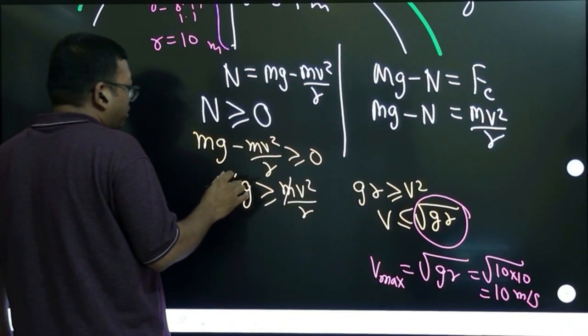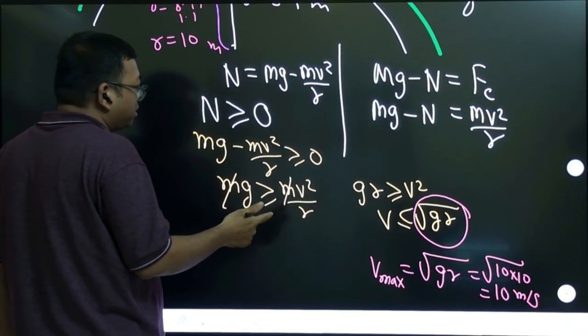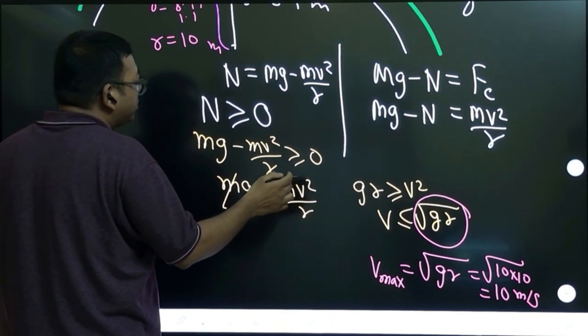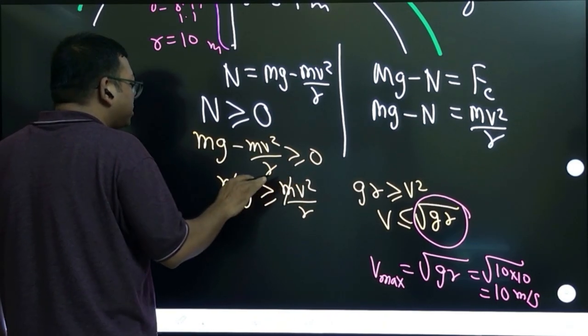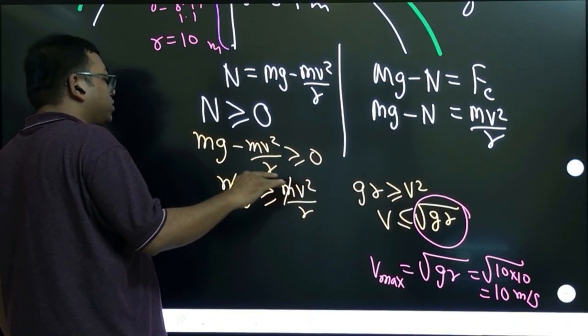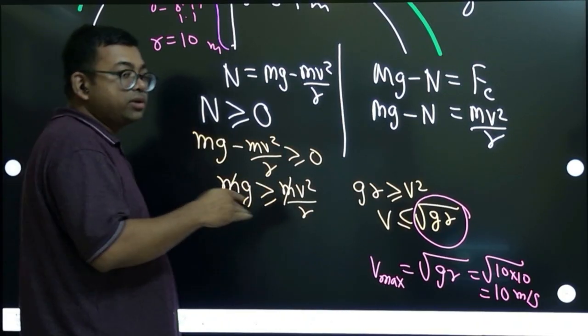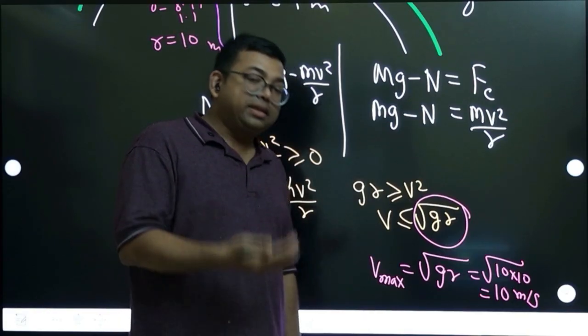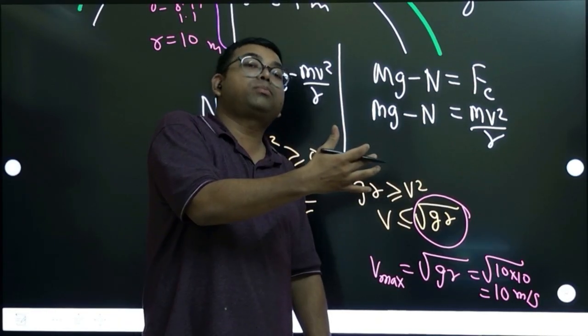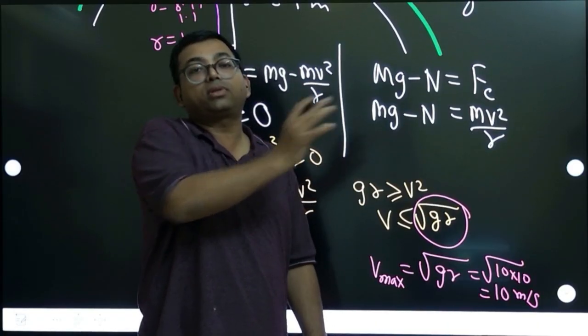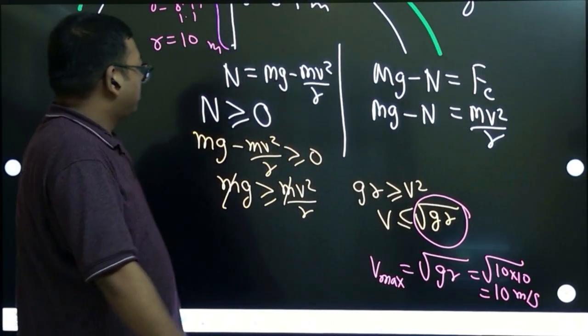Actually, because they are asking for maximum, maximum means you have to take the greater than or equal to condition. Equality means almost a dangerous position, and equal to 0 means almost a dangerous position. So maximum you can reach that dangerous position, not more than that. Okay.